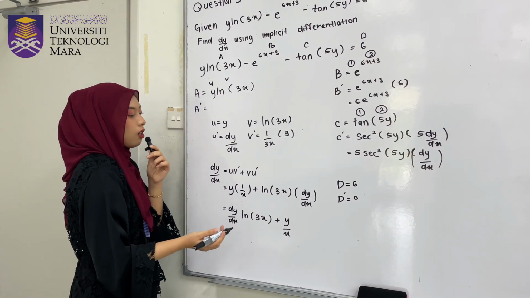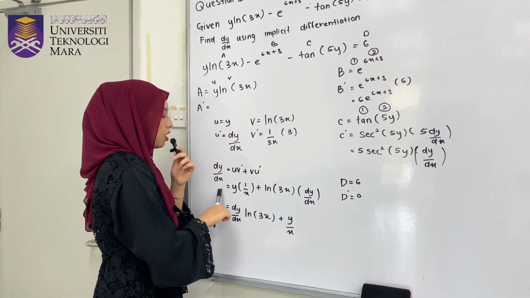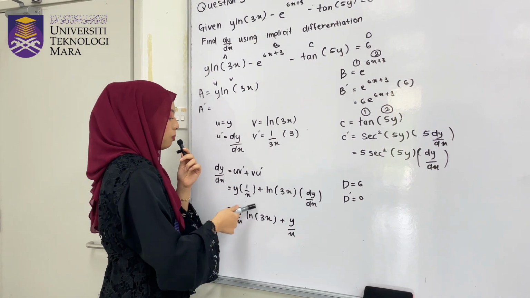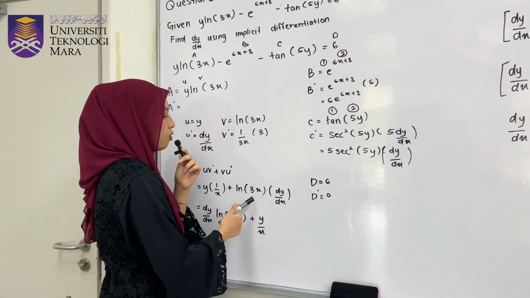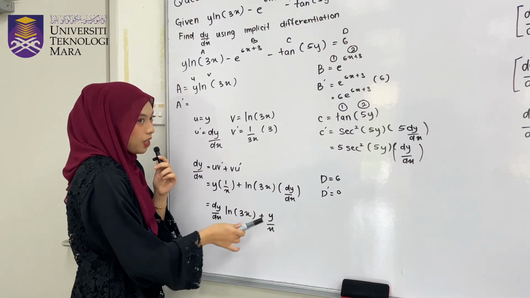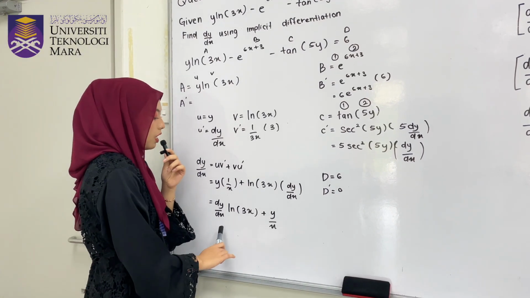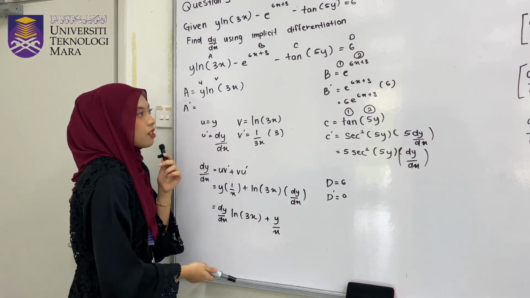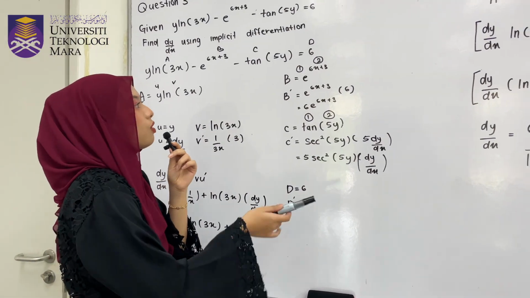This is the formula of the product rule. We combine it and multiply, which is y multiplied with 1 over x plus ln 3x multiplied with dy/dx. Then you expand it, and it will be dy/dx ln 3x plus y over x, and that is it for part A. Then we move on to part B.